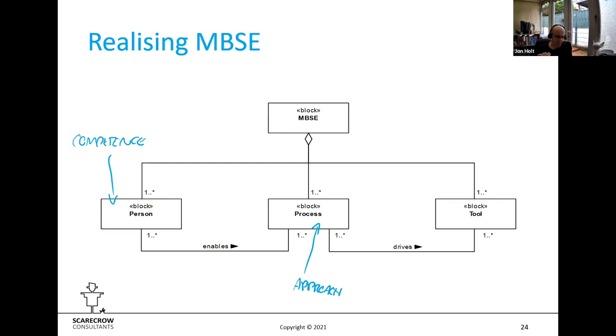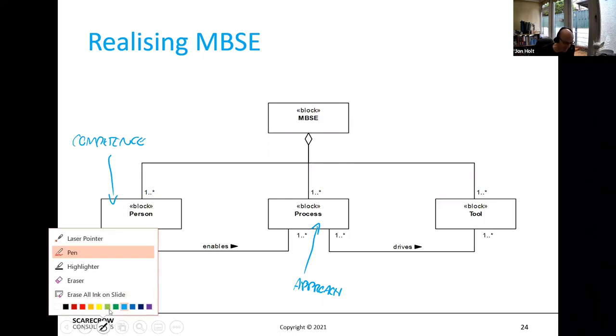These are seen very often as the three cornerstones or pillars of MBSE. These are the things that we need to do. Make sure our people have the right skills, make sure they're competent, make sure that we have a good approach in place that complies with standards and reflects the business needs of the organization, and make sure that we have good tools, make sure that we have sharp tools.